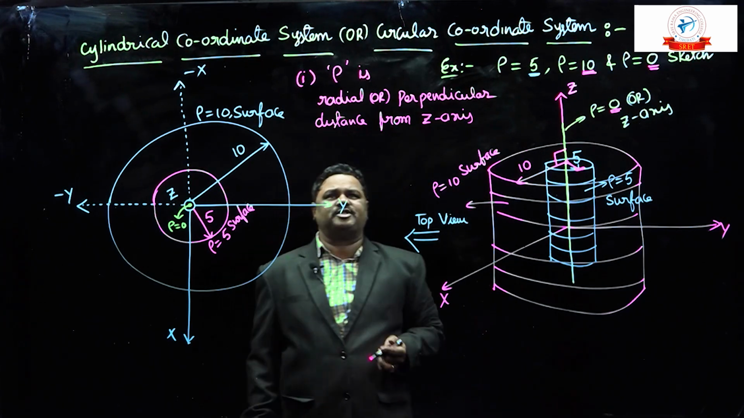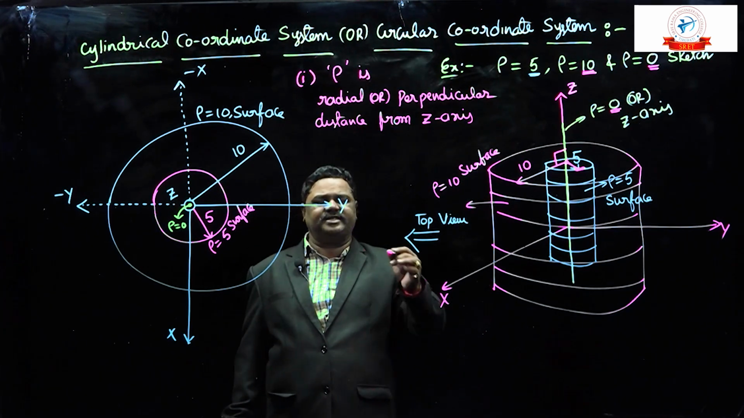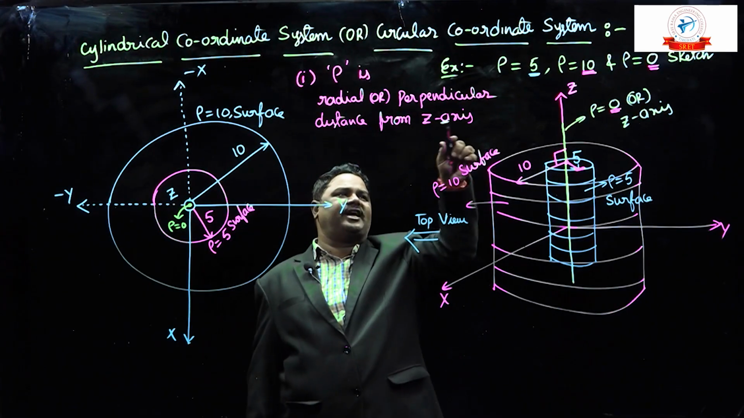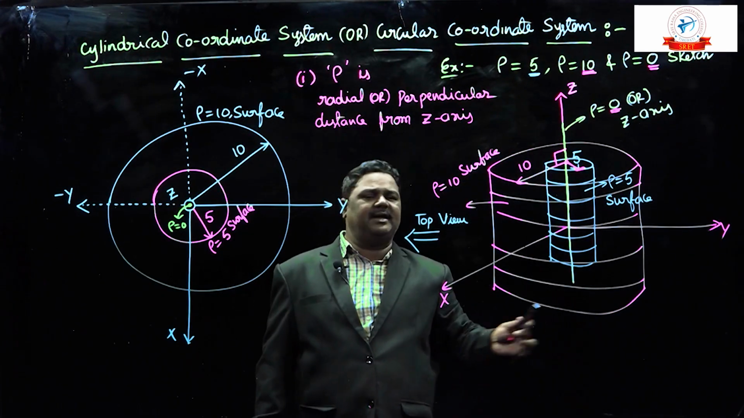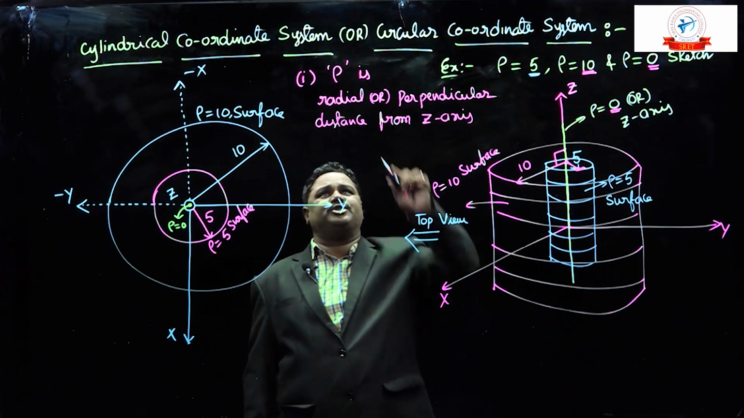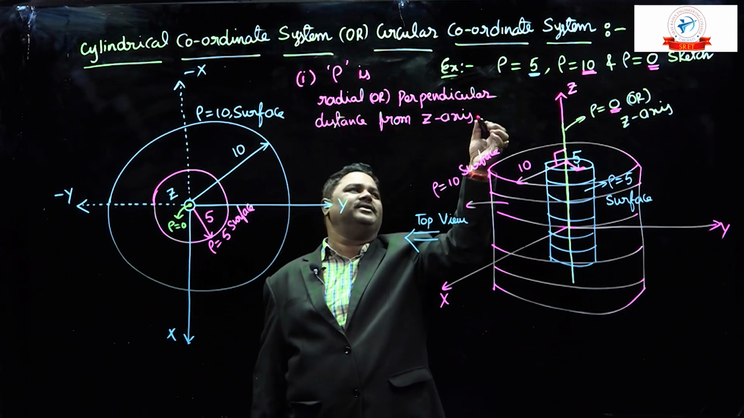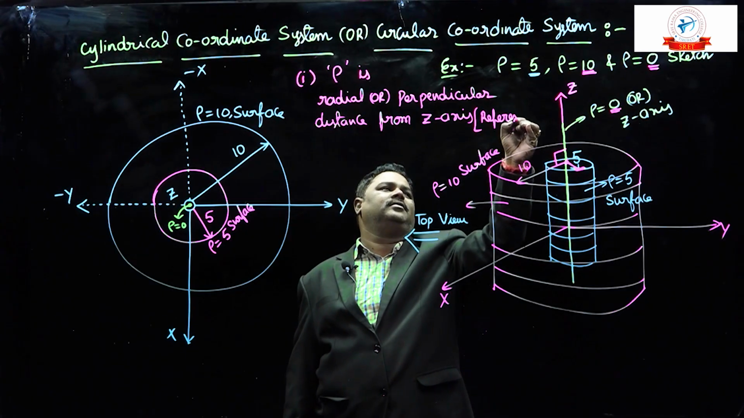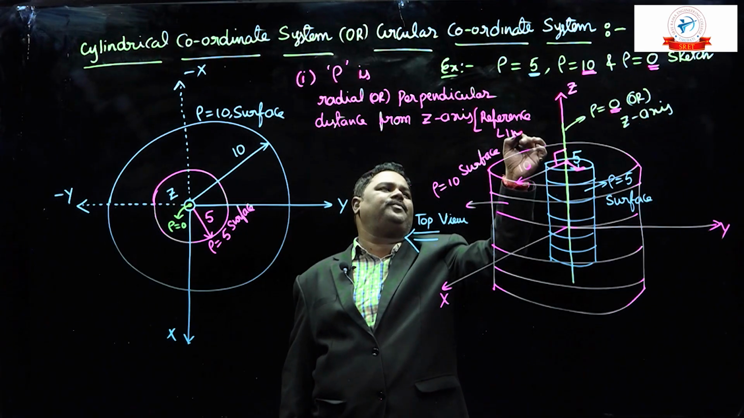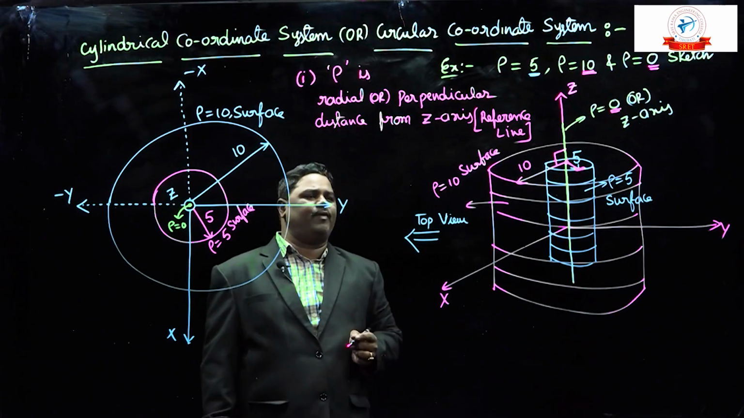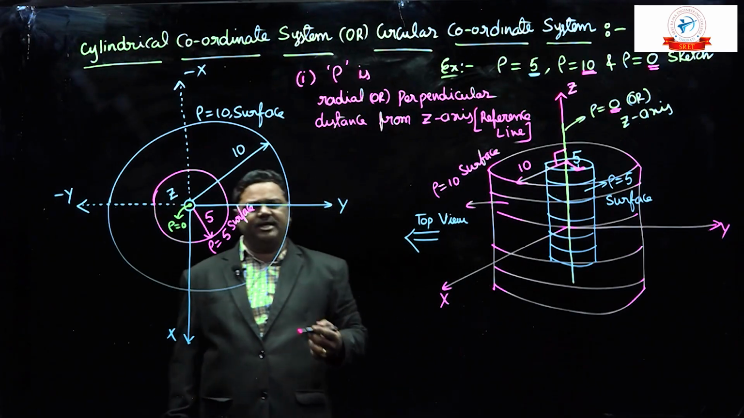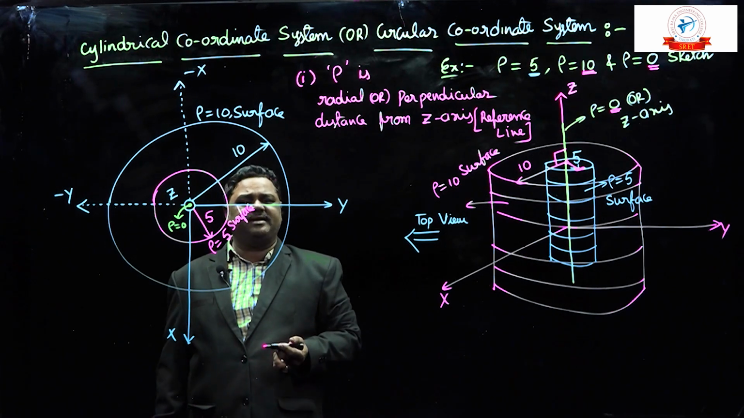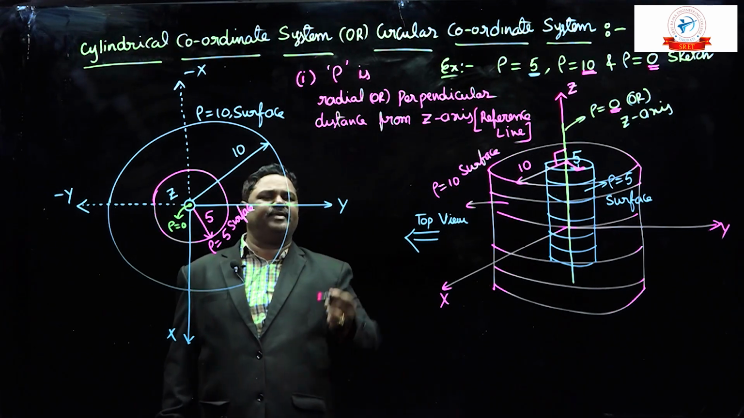So this way we can explain rho. Rho is definitely a radial distance from the z-axis. Here, the z-axis is nothing but a line. We are measuring this rho value with reference to the z-axis, where the z-axis is nothing but a reference line. It is a reference line to measure the rho value. So we simply say that rho is a radial distance from a reference line. That reference line is nothing but the z-axis. This is the meaning of rho.